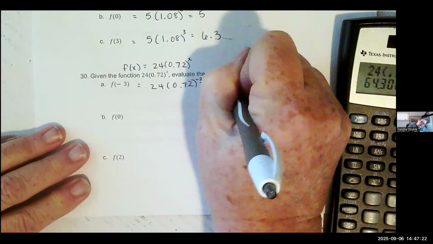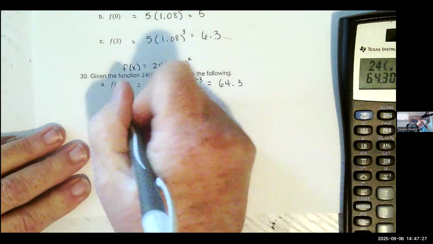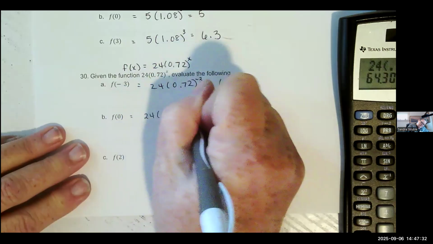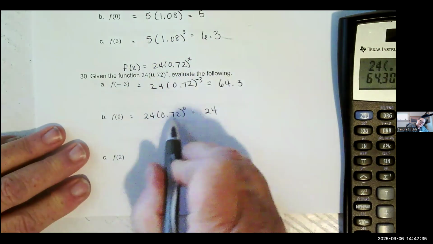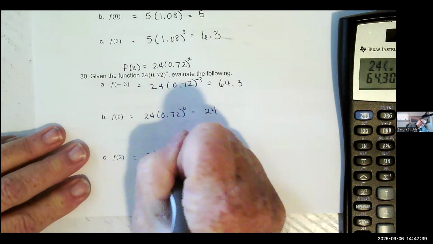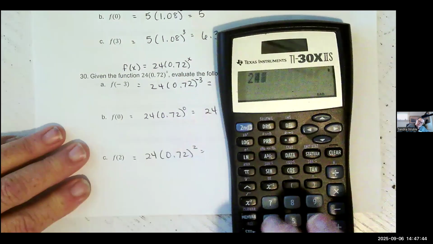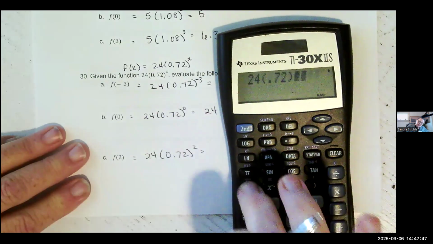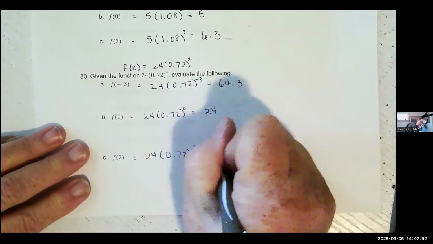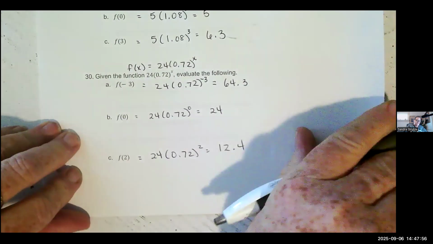I want you to pause the video and do the next 2 and then come back to see how you did. Again, anything to the 0 is 1 times 24 is 24. So 24.72 caret 2, 12.4416. Okay, let me know what questions you have on that.